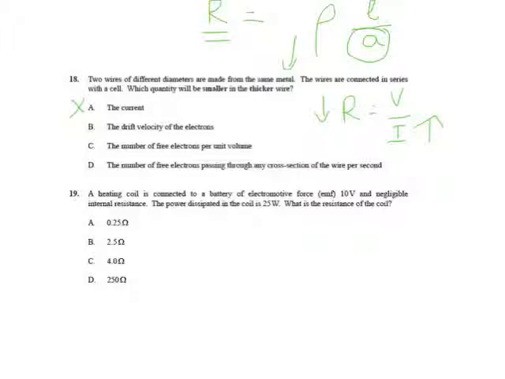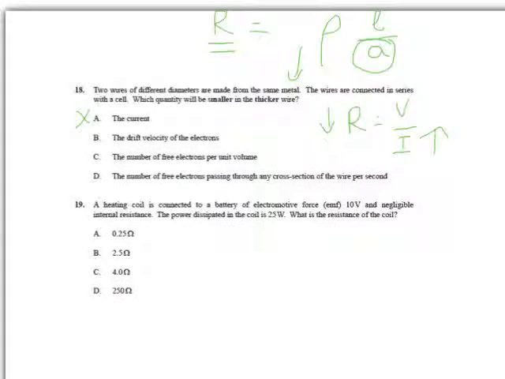Let's have a look at C, the number of free electrons per unit volume. Now, if you make the area bigger, then your volume is going to be greater, but the number of free electrons per unit volume is going to stay the same. Okay, so that's going to stay the same. It's a property of the material, and by making the volume bigger, you're not going to increase the number of free electrons per unit volume. So it can't be that one.